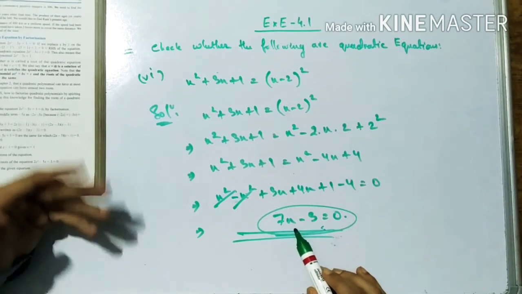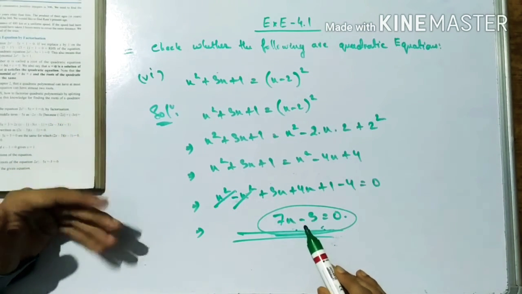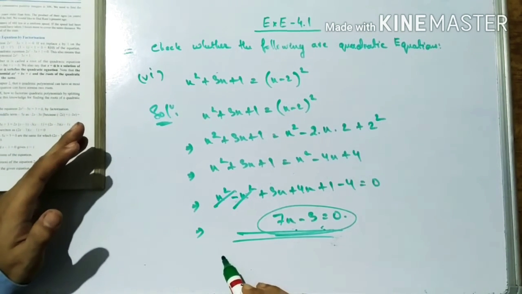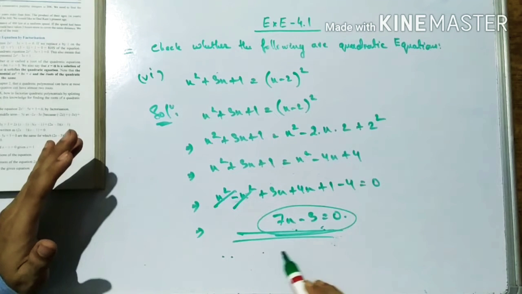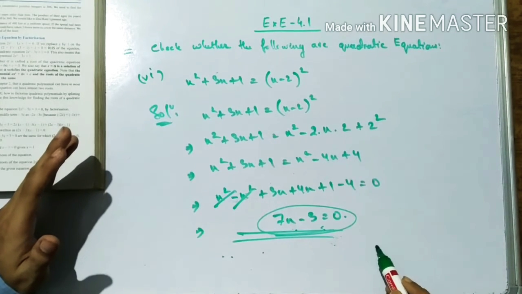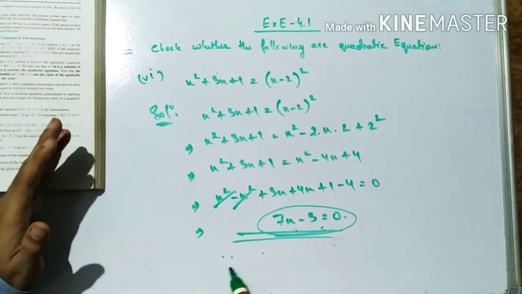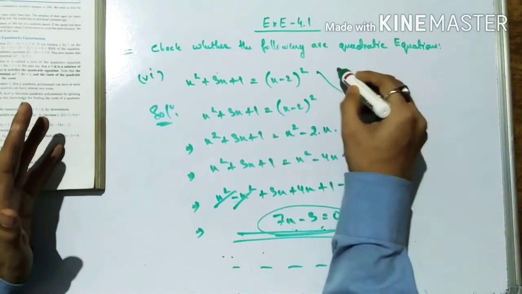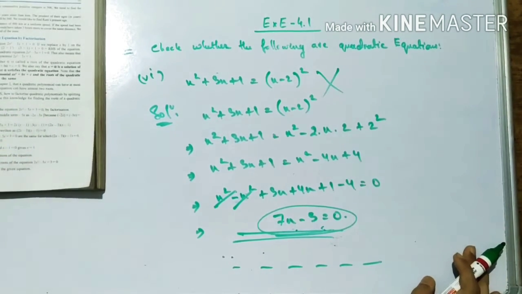Highest power of the variable is 1 there. It is a linear equation. Understand? So therefore I will write, it is not of the form ax square plus bx plus c is equal to 0. Therefore the given equation is not a quadratic equation. Understand? This is not a quadratic equation.